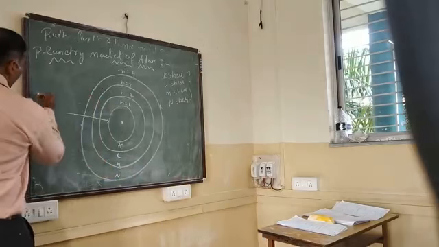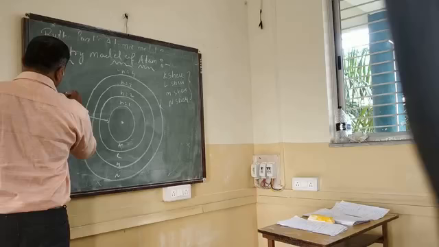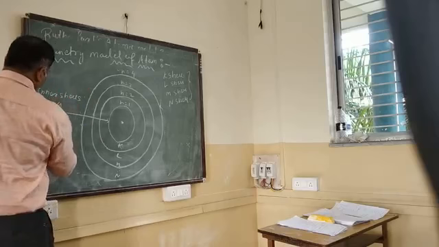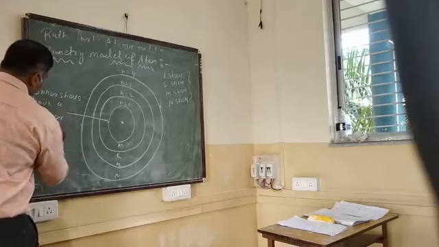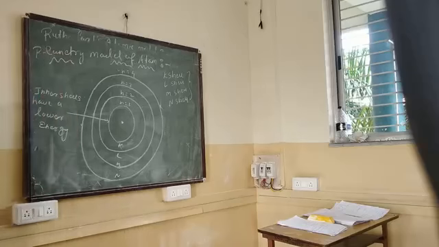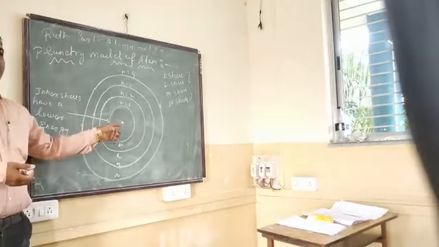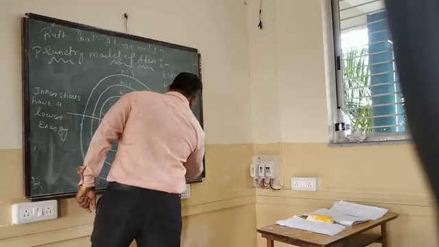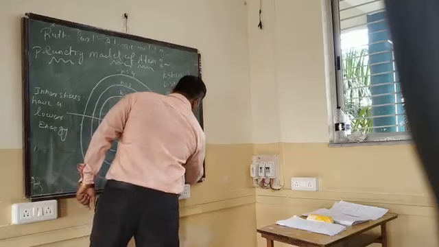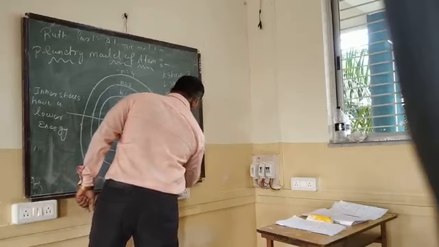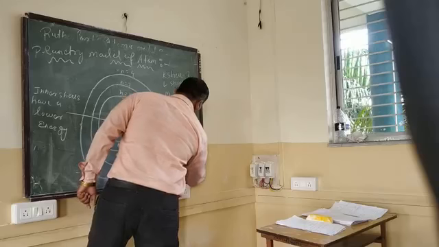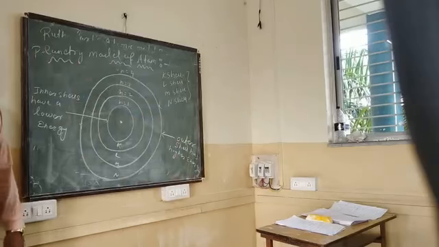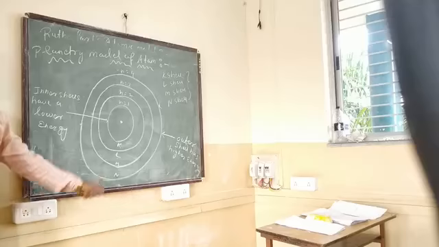Then write down inner shells. Inner shells have a लोअर एनर्जी, यानी कि जो अंदर वाले शेल्स है उसका एनर्जी क्या है, सबसे लेस है. And the outer shell has higher energy. Did you all understand now? So this is our planetary model representation and the number of shells.